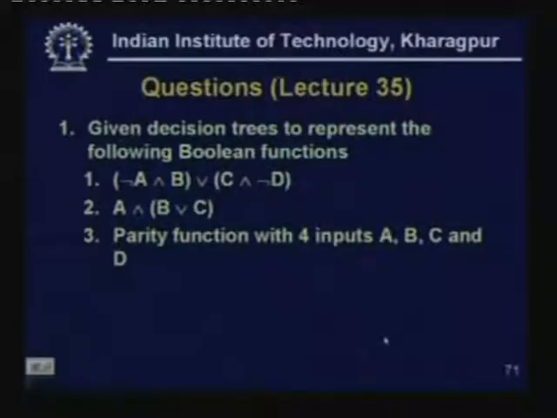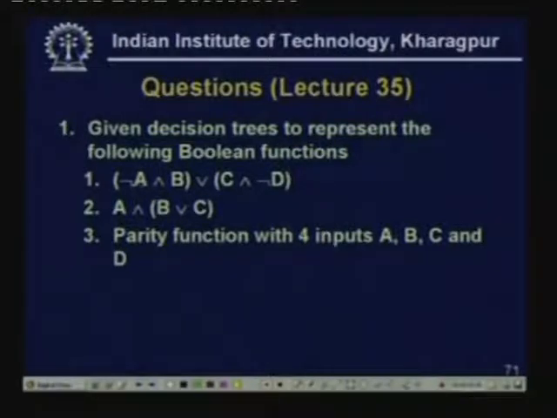In lecture 35, we asked you to represent these functions using a decision tree. I think these are very easy to represent using a decision tree. Suppose, for example, not A and B or C and not D. To represent it by a decision tree, we can initially test on B. If B is true, then we test on A. If A is false, then the answer is positive, otherwise the answer is negative.